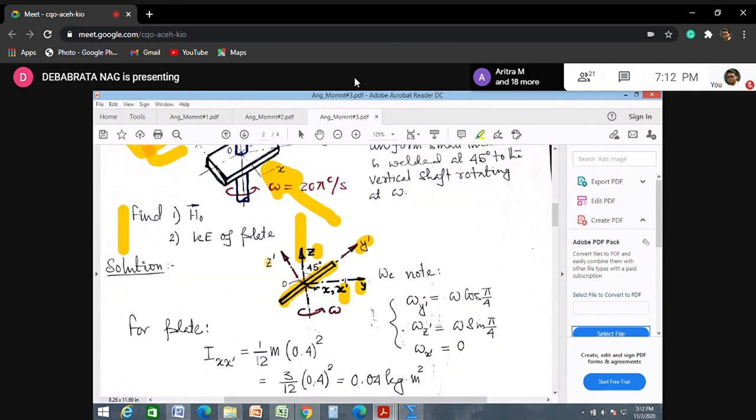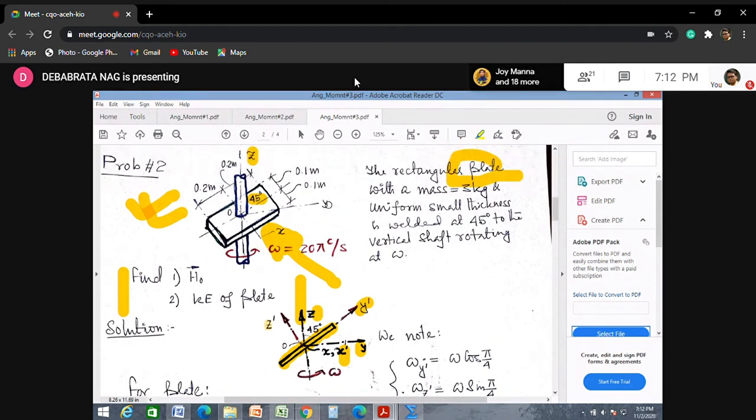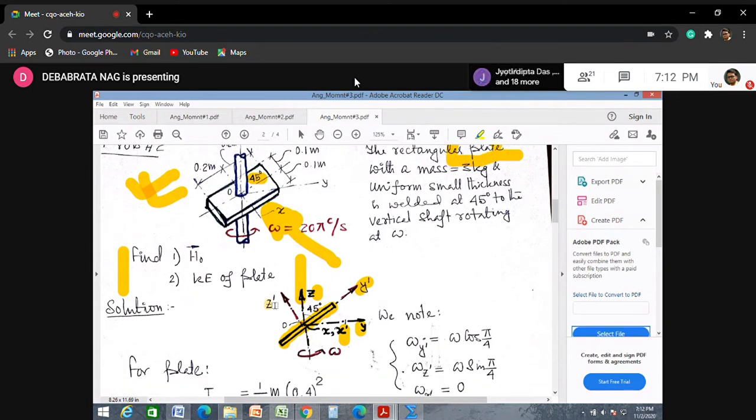But what we are doing, we are selecting some other axes. Of course, our given axis x and our selected axis x dash will be the same because they are both coming out of the plane of the paper. So both will remain the same. I mean to say y cross z is x, as well as y dash cross z dash is also equal to x dash, which is equivalent to x.